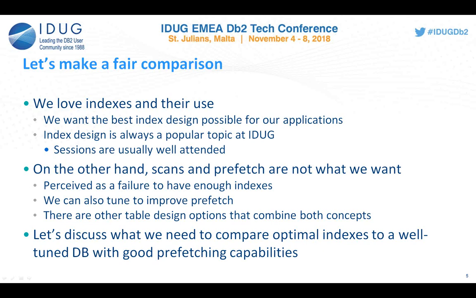On the other hand, scans and prefetch are not what we want, so we've got to go through and also look at that as sometimes being a failure of having the right index or not enough indexes. But we also want to tune our prefetch to make sure it operates as well as possible. If I have a poorly tuned database for doing prefetch, in terms of the size of prefetch I'm using and the size of buffer pools, I can make prefetch even worse. But if I want to do a fair comparison, I want good prefetch compared against good indexes so I know where the cutoff is. So what we need to do is talk about optimal indexes versus good prefetching capabilities.